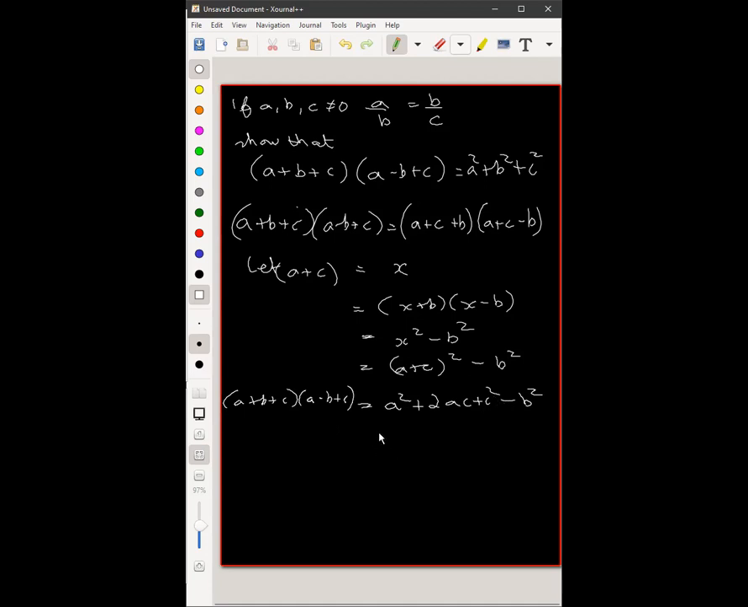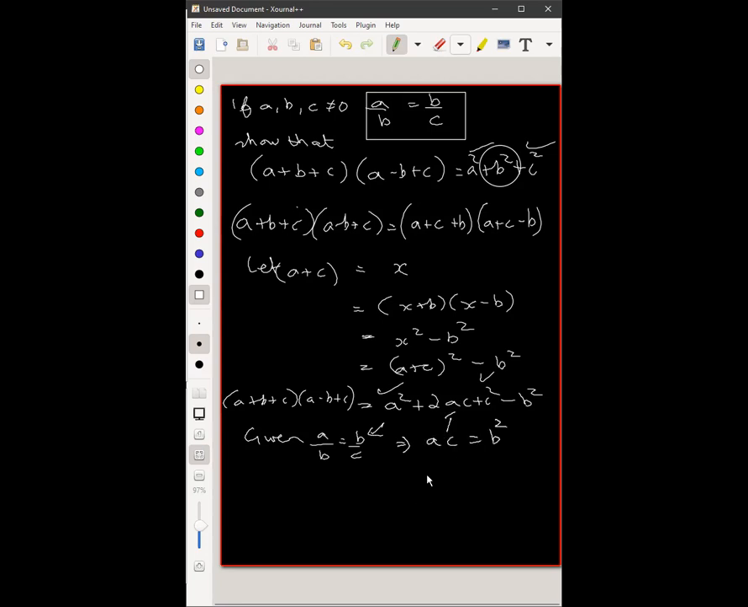Now what do we do? Where do we use this? Any idea? Think. We are given that a upon b is equal to b upon c. Which value do we need here? We have a squared, so we need c squared. How do we get b squared from here? Think. Cross multiply b into b and a into c. What do we get? This means that ac is equal to b squared.